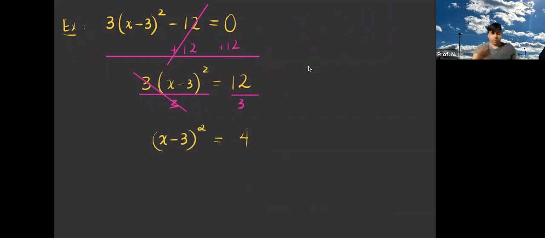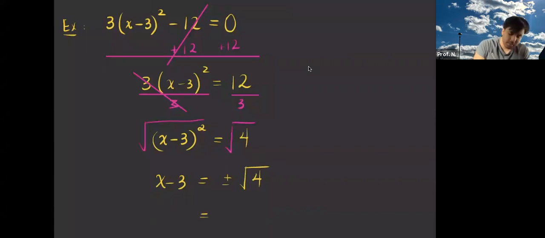I must get rid of that square term, so I must square root both sides. When I square root both sides of something squared, I must be mindful that there's a plus or minus term on the right. Square root of 4, though, perfect square, becomes plus or minus 2. So x minus 3 is either plus 2 or minus 2.